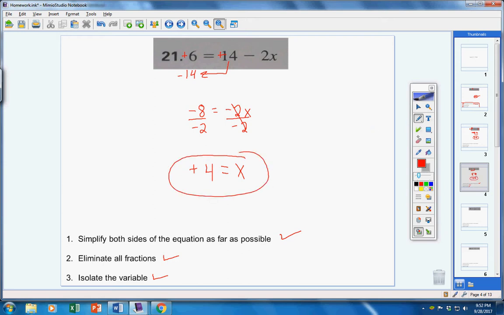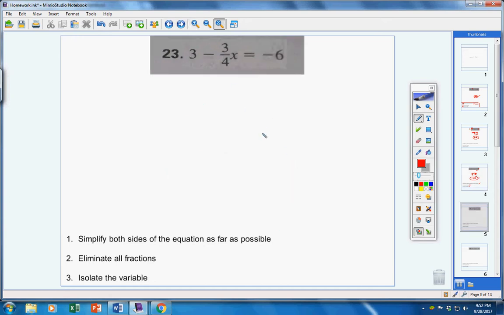Let's check our answer real quick here. When the x is, I will substitute 4. Negative 2 times 4 is negative 8. 14 minus 8 is 6. It checks. Alright? Moving on to number 23.